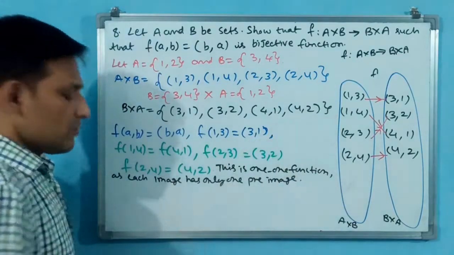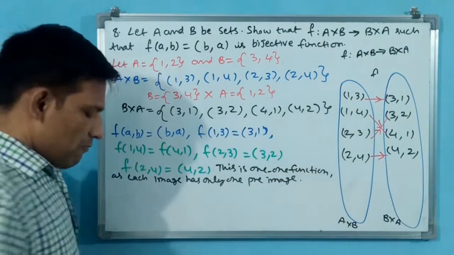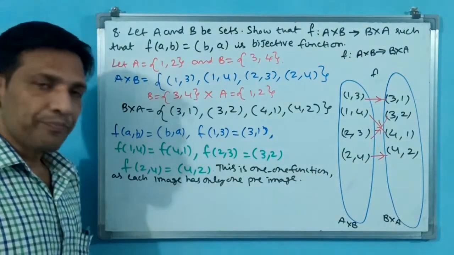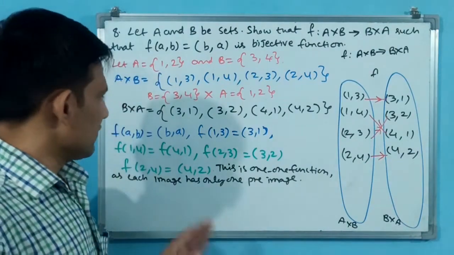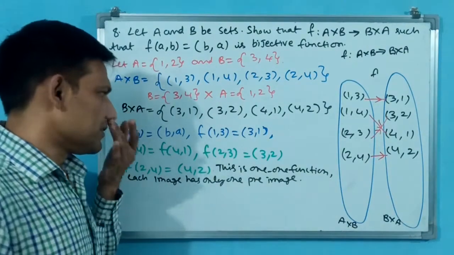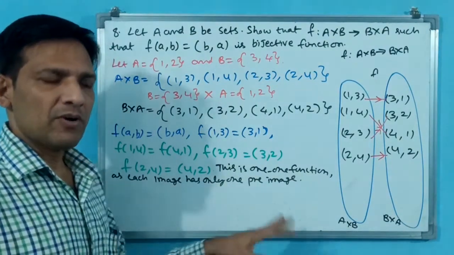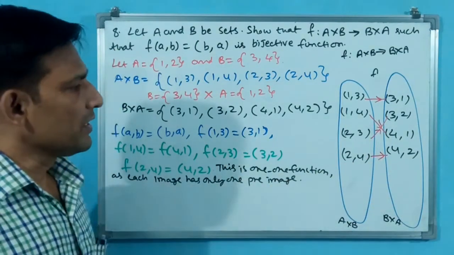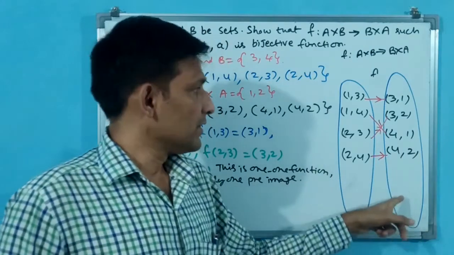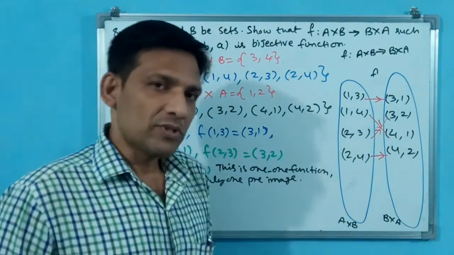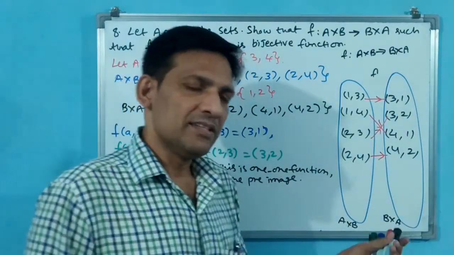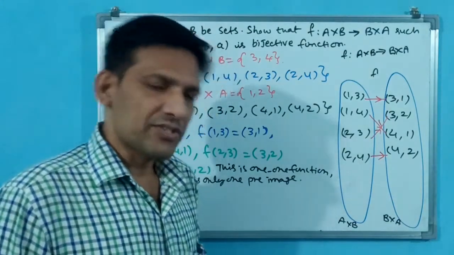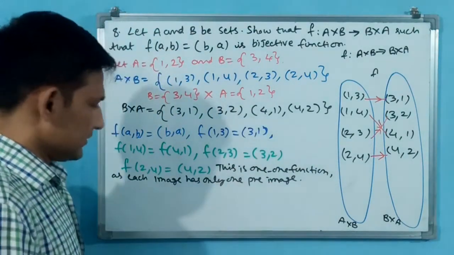Now 50% over. Now whether it is onto? Because 1-1 means injective. Injective and 1-1 are both the same. Onto and surjective are both the same. Is it surjective? You see here no element is left in the codomain, and codomain and range are both the same. Then this is called surjective. Write the same.